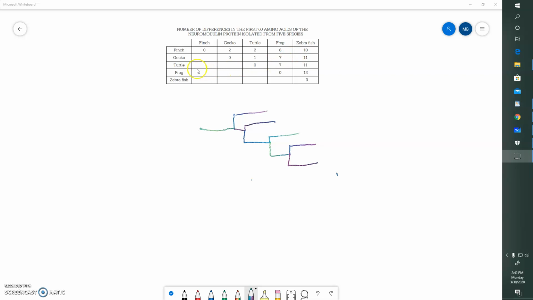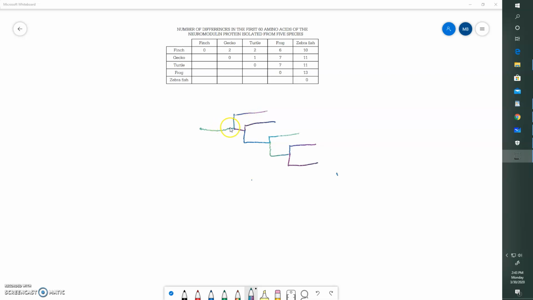The turtle has differences of, so you start here, 2 from the finch, 1 from the gecko, 7 from the frog, 11 from the zebrafish. And then the frog is going to have 6 differences from the finch, 7 from the gecko, 7 from the turtle, and 13 from the zebrafish. If you look at the data, the least similar of all of them, which would be the most differences, is going to be the zebrafish. So that's going to be your out group.